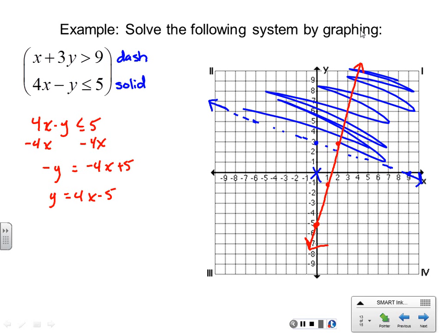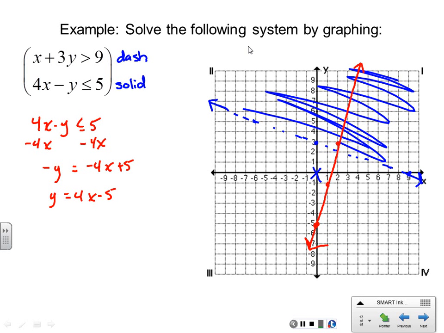0, 0 is not a solution. Do you understand why? It's on the side that's ruled out. 0, 0 is right here, and when we plugged it in here, it came out as a false solution. Therefore, 0, 0 is not a possibility. Can you tell me an ordered pair that would be a possibility? One that I've already colored. 4, 5. That's a good one.